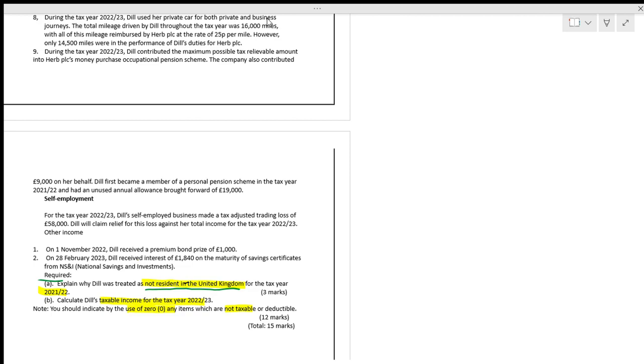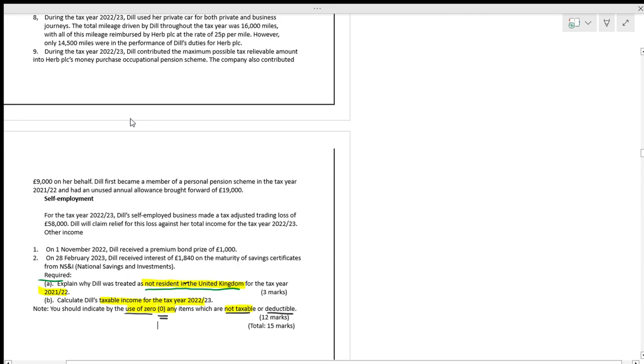See, these requirements are very important, especially in the taxation paper. Especially the use of zero for the items. Some are not taxable, some are deductible, some are exempted. Wherever that is the case, make it a point that you put 0 against that item. That's the most important thing that needs to be taken care of.